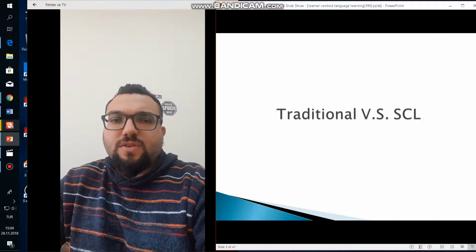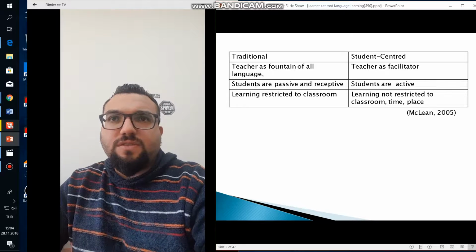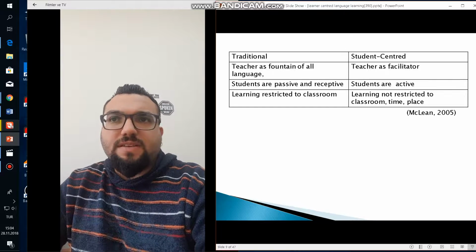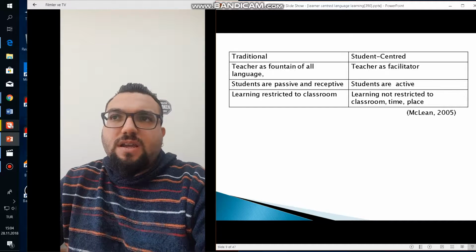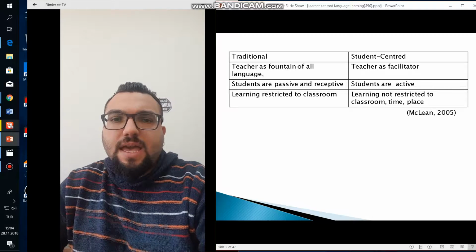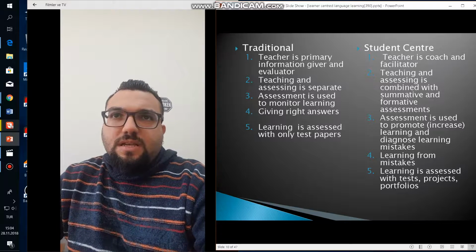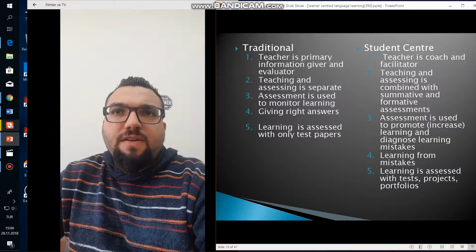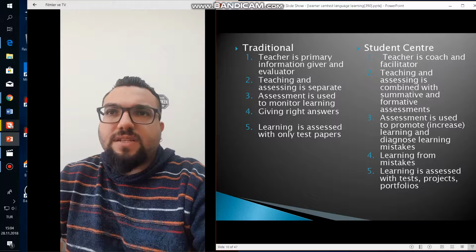Traditional versus student-centered learning. For traditional, the teacher is the fountain of all knowledge, students are passive and receptive, and learning is restricted to a classroom. On the other hand, in student-centered learning, the teacher is a facilitator, students are active, and learning is not restricted to classroom, time, and place. For traditional, the teacher is the primary information giver and evaluator, and for student-centered learning, the teacher is coach and facilitator.